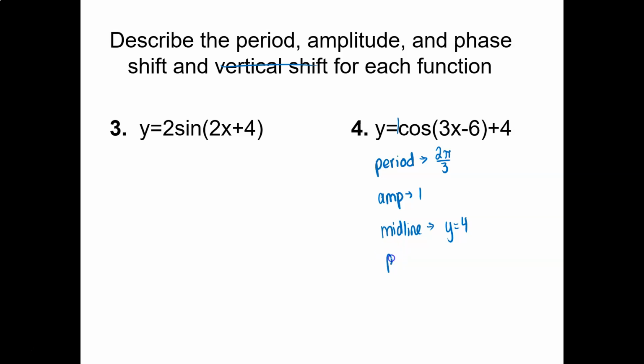And then our phase shift. Let's see. Lily, what would we get for our phase shift? We get 2. And we do 6 divided by 3, which gives us 2. Is it going to be to the left or to the right? To the right. Okay, do you guys get the idea here?